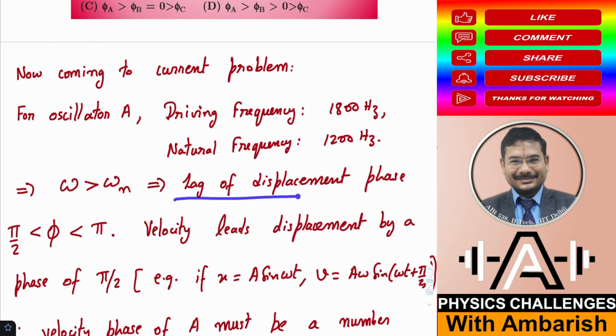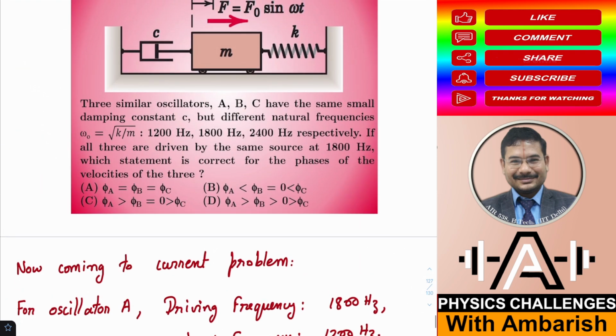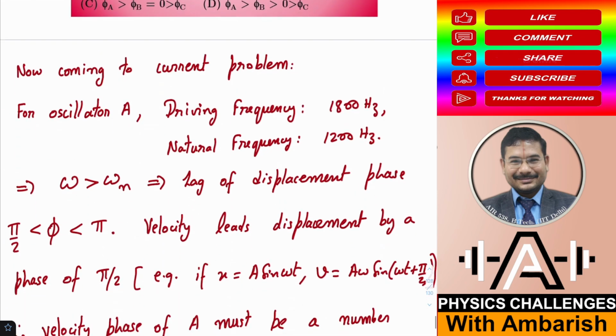That means the lag of displacement phase is between pi by 2 and pi. Okay, so driver frequency more than natural frequency means the phase lag will be somewhere between pi by 2 and pi, as I just now showed you in the graph. And therefore what will happen? Velocity leads displacement by a phase of pi by 2. Here remember, we don't have to comment on the phases of displacement, but on the phases of the velocities of the three, right? So what happens to the velocity phase?